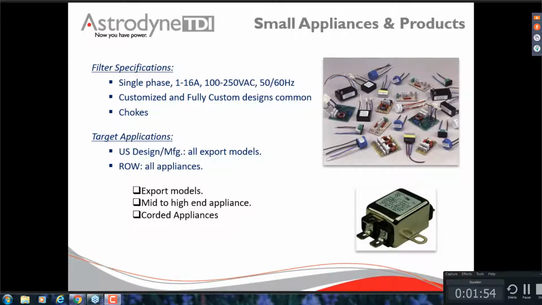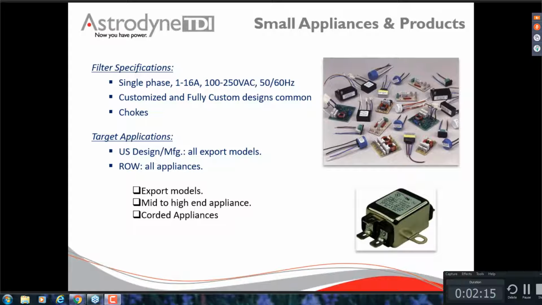What are some of the filters that we have for this particular application? One of the standard ones is a single phase application, 1 to 16 amp range, 100 to 250 volts AC, and 50 to 60 hertz in terms of frequency. So that covers, of course, domestic and foreign.